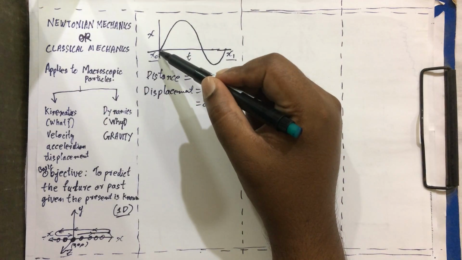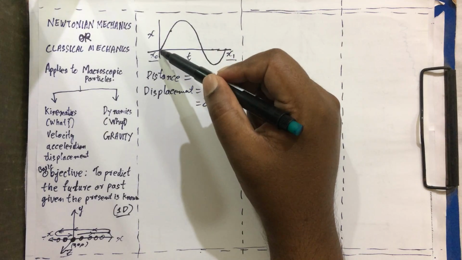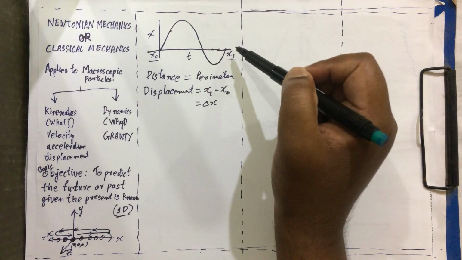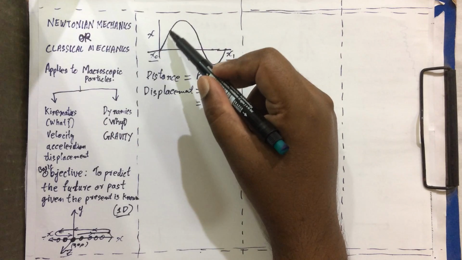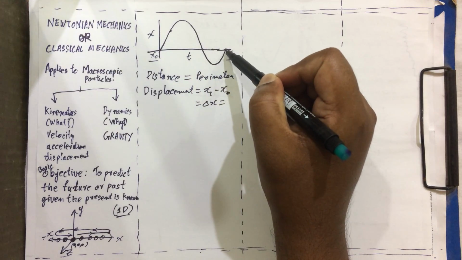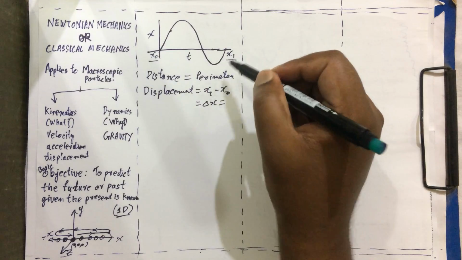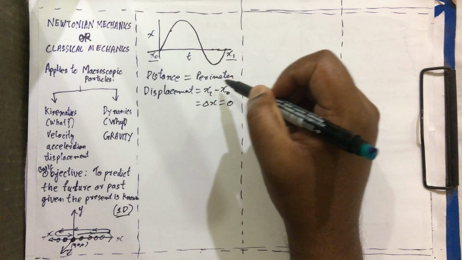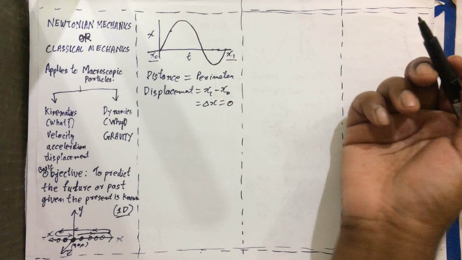So if a particle starts from here and goes to this point, the displacement would be this minus this. In this case, when the particle has started from here, gone all the way from here to here and again here, since x0 and x1 are the same, that means displacement is 0. However, there is a certain distance which the particle has traveled.